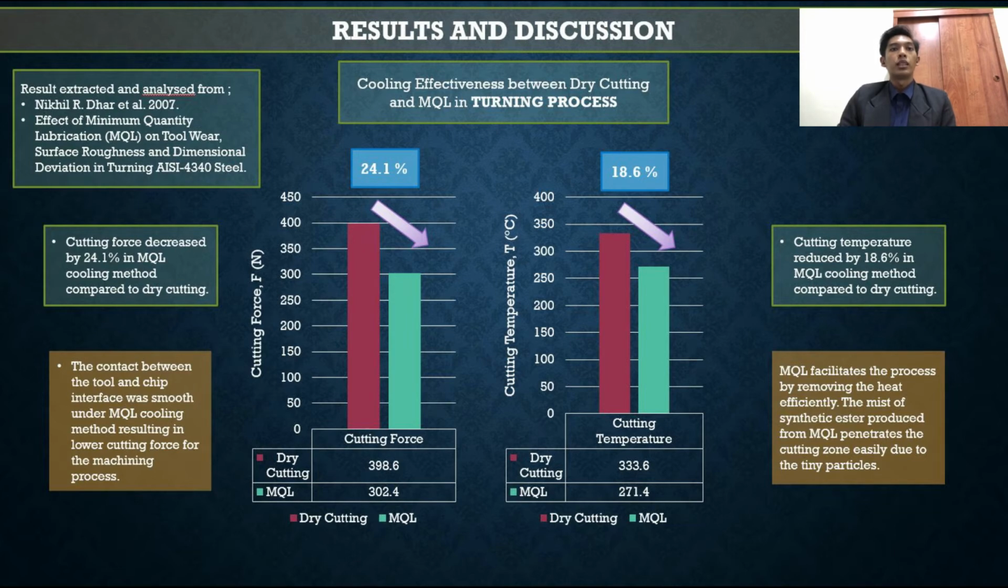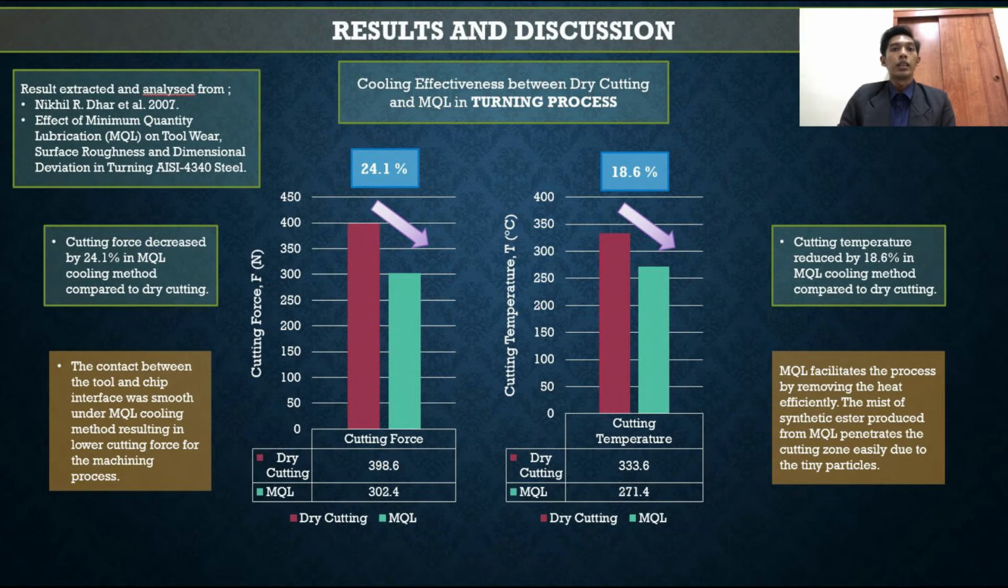So cutting force is decreased by 24.1% in MQL cooling method compared to dry cutting. This is because the contact between the tool and chip interface was smooth under MQL cooling method, resulting in lower cutting force for the machining process. Now we move to the cutting temperature graph.